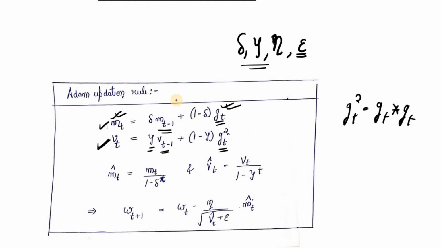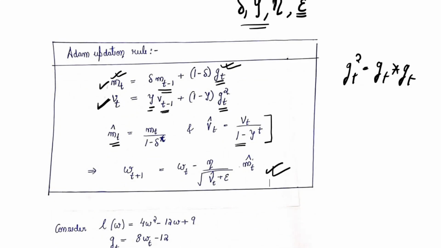So on doing so, we get the value of m cap t, which is mt upon 1 minus delta raised to power t, and v cap t, which is vt upon 1 minus gamma to the power t. Both of them have some relationship in terms of unbiased estimators of mt and vt. That's why it's written in this way. But as I said, we will just be using the formula, and this is the eventual updation rule which we will be using. Now let's see it with the help of a numerical example.